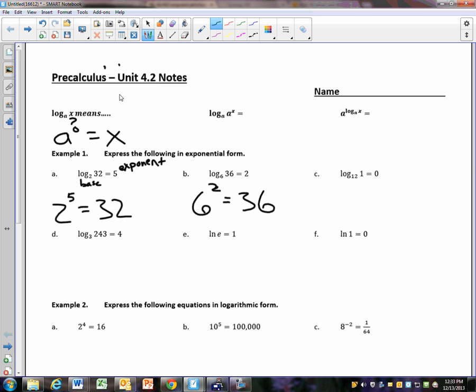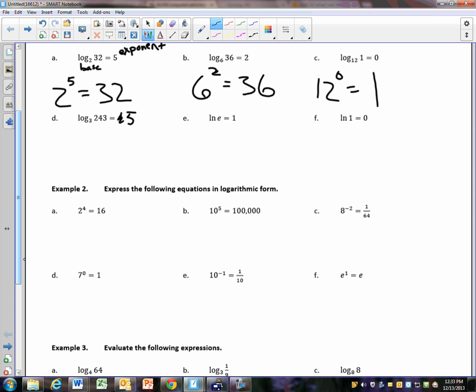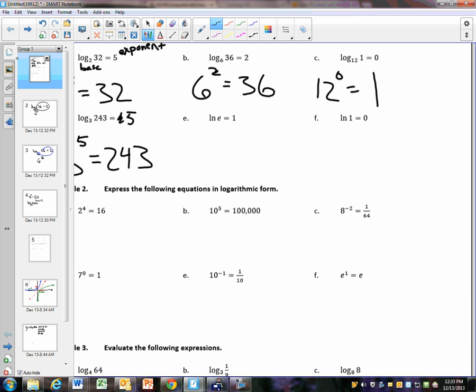All right, so the next one, base. Is that true? It's 1201. Next one I messed up. Should be a 5 on the end here. Base, exponent. The next ones are different, aren't they?